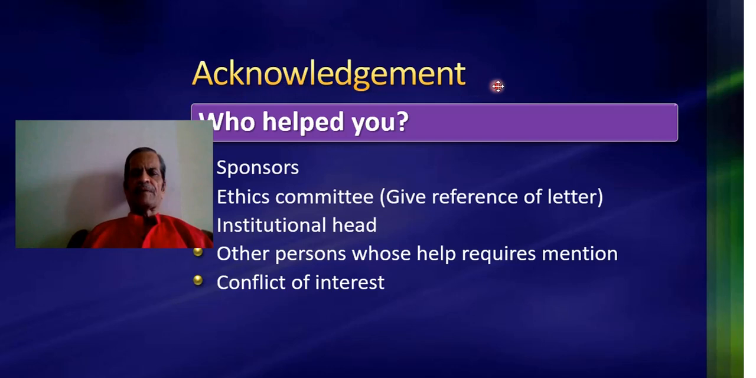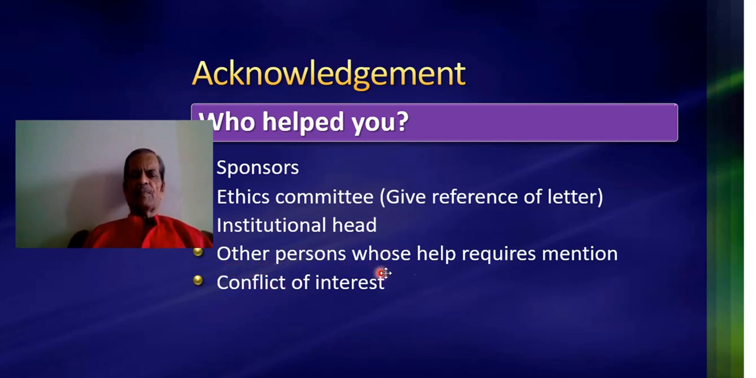Then comes the acknowledgement. The last section of the paper is the acknowledgement, and it should mention the persons who have helped you in preparing the paper and completing the project. The first one should be the sponsors. The sponsors, those who have helped you financially in the project, the mention should be there. Then comes the ethics committee, and you can give the reference of the letter number, that the ethics committee of your institution has approved this project, vide letter number so and so. The institutional heads should also be mentioned because the administrative permissions were given by the institutional head.